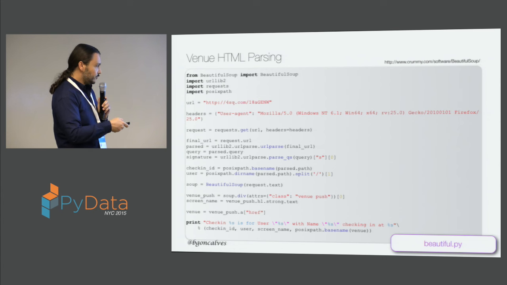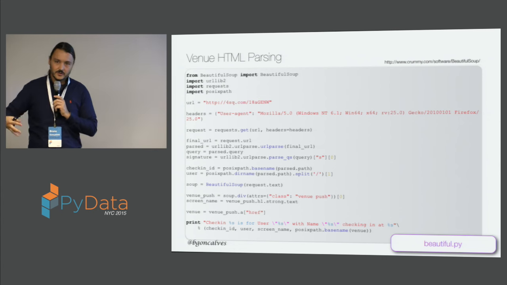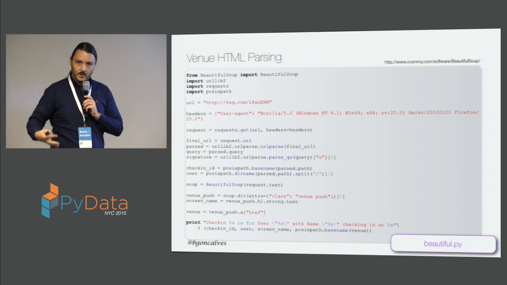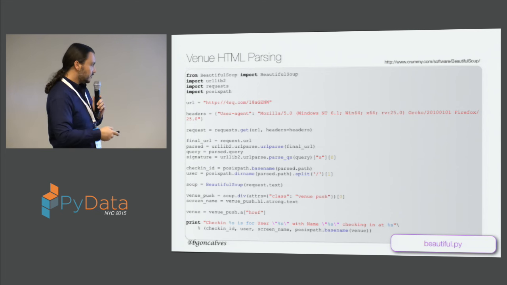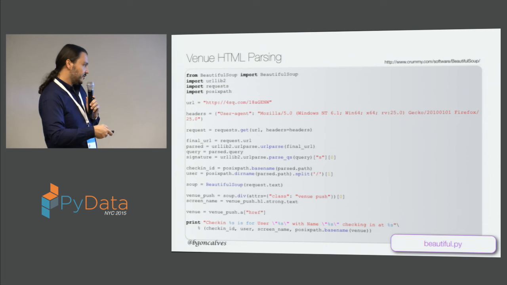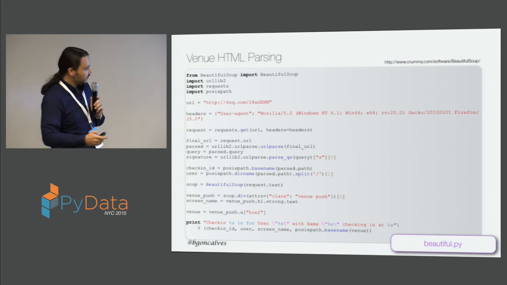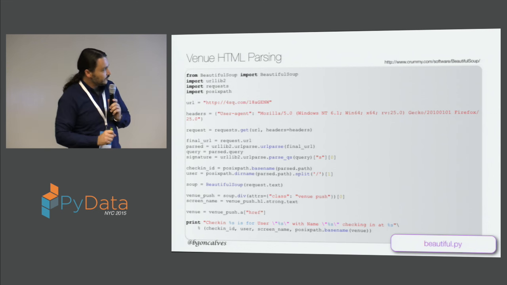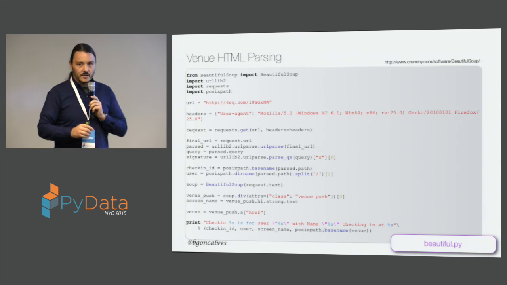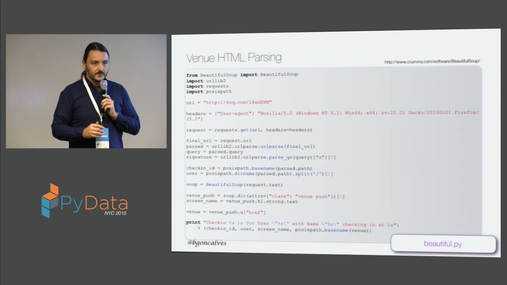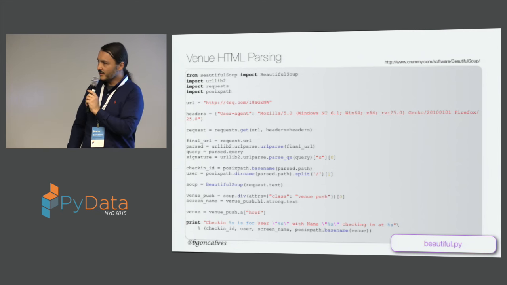Here I'm using Beautiful Soup basically to parse the HTML of the check-in page that I'm getting. And then I'm extracting basically the screen name of the user, the venue information, and just printing a little message saying, okay, this user checked into this place. Again, you can find the code on beautiful.py. And if you don't have any questions specifically about this, I'm going to tag my colleague in.